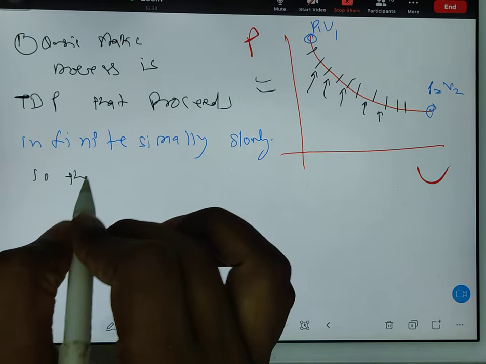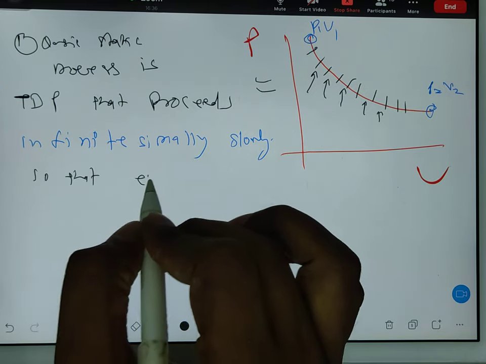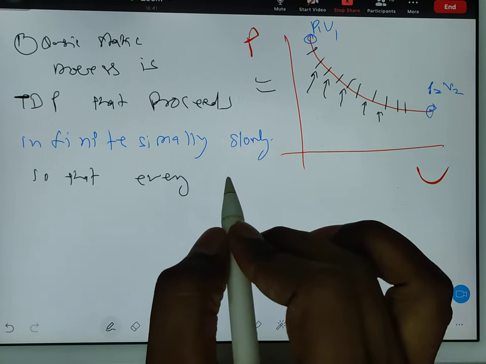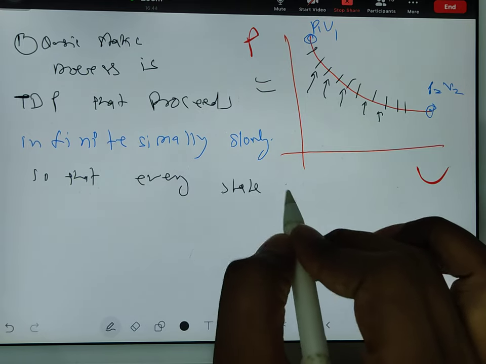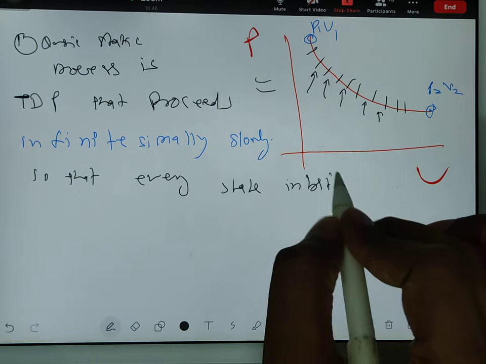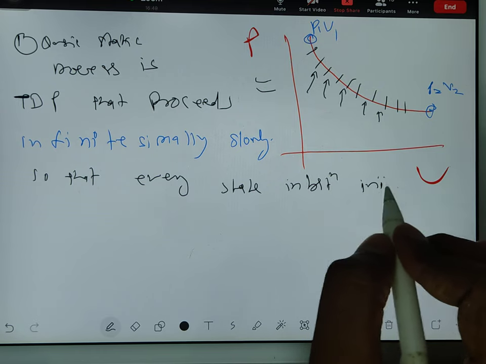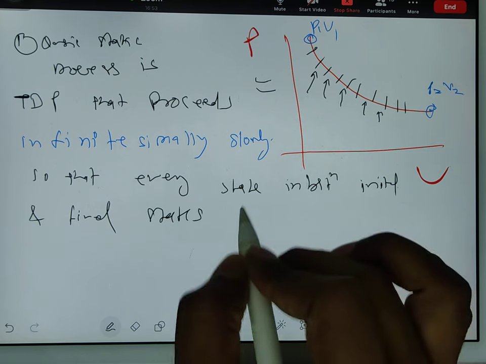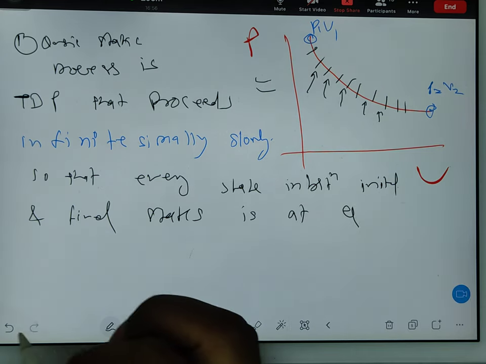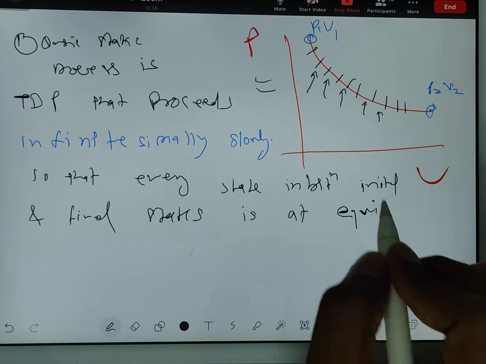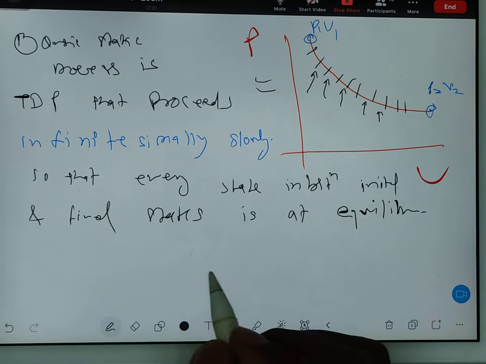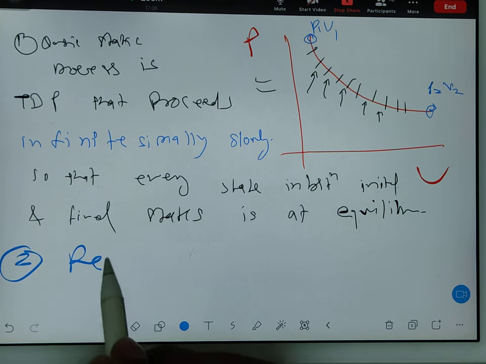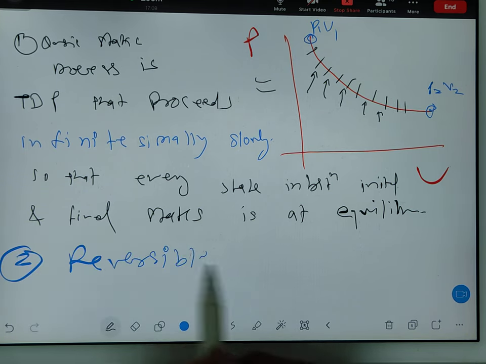Infinitesimally slowly, so that every state in between the initial and final states is at equilibrium. Okay. And if this is being followed, then you will say the process is reversible. Okay.